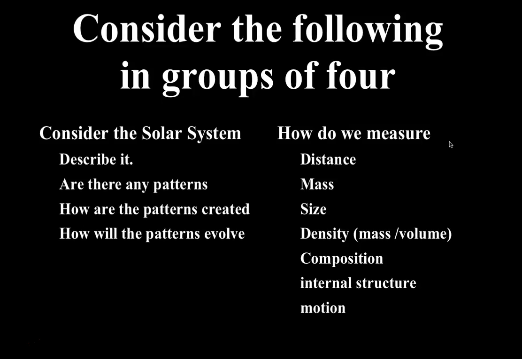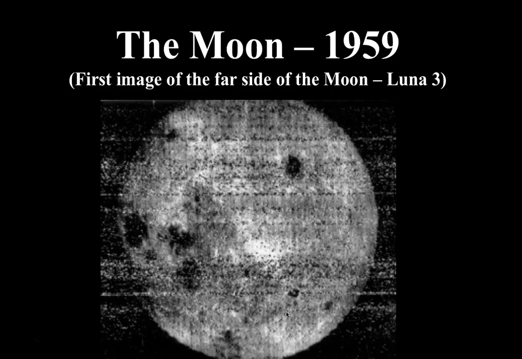How do we characterize these things? So in reality, what we're doing is we're measuring distances, we're measuring masses. So for example, distances to planets, sizes of planets, the mass of planets, their density, what they are made out of, what their internal structure is, and how they move. Now, the movement of the planets is going to be one of the key parameters in order for us to come up with our creation story for the solar system.